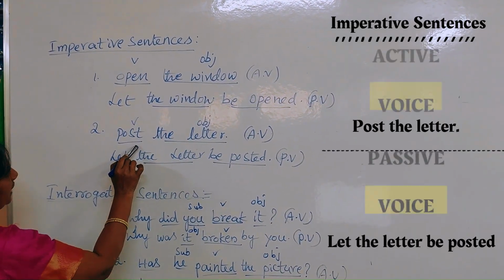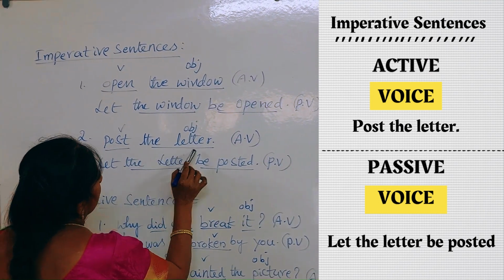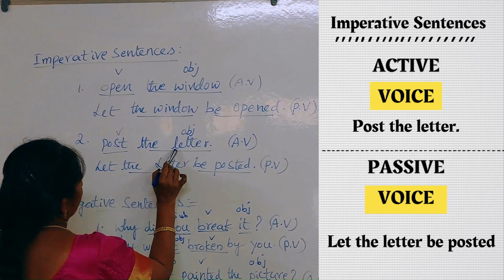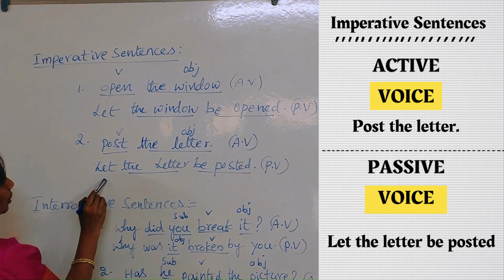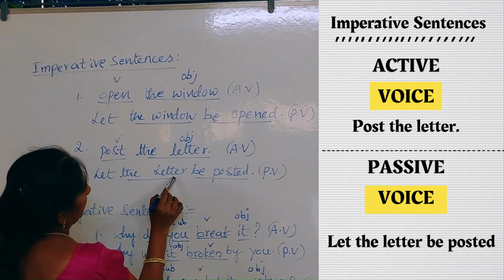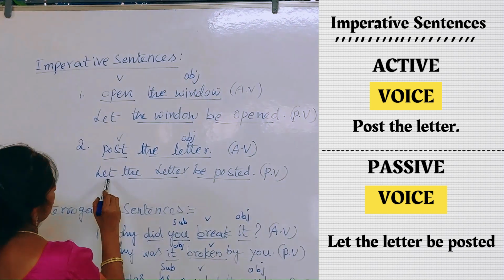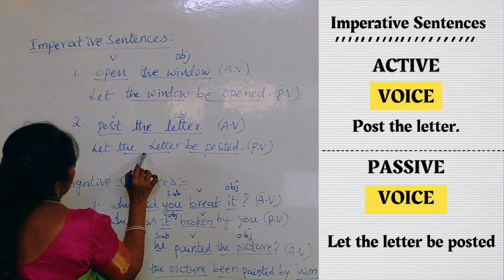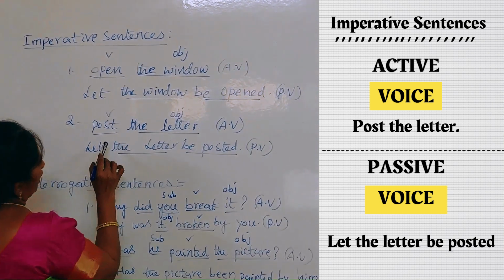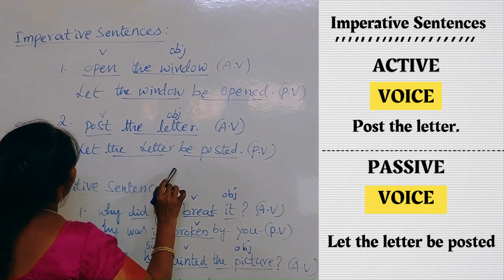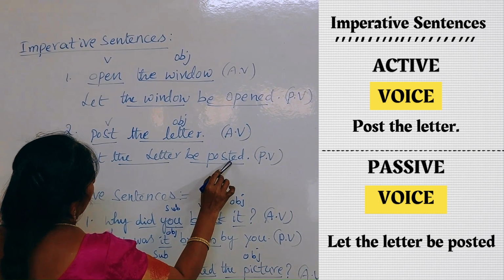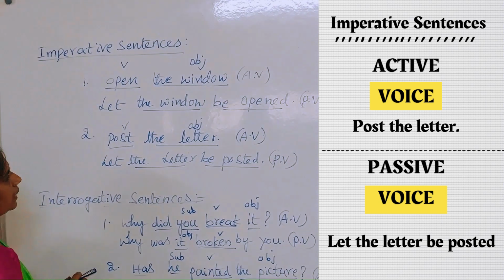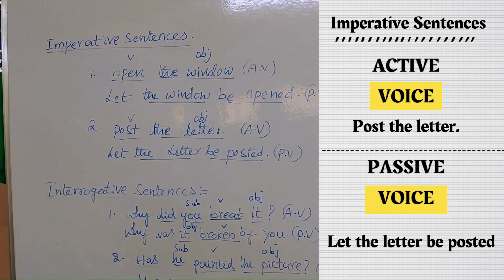Next, coming to second example, post the letter is in active voice. Post is the verb and the letter is object. So if we change this sentence into passive voice, it becomes let the letter be posted. So here also we add let before the object which becomes subject in passive voice, the letter, and then post verb V1 becomes posted V3, and be is added before V3 of the verb posted in passive form.